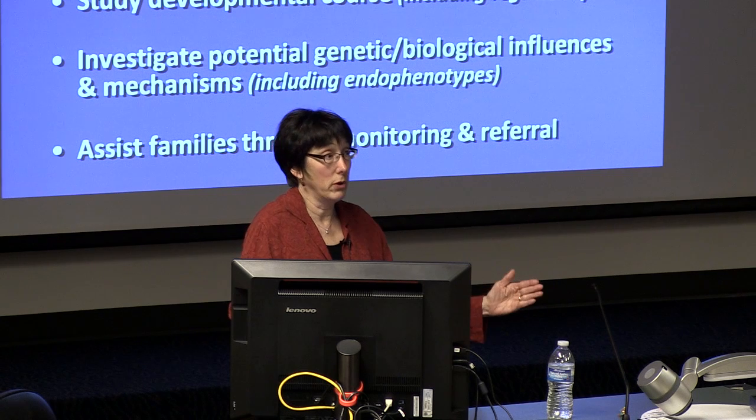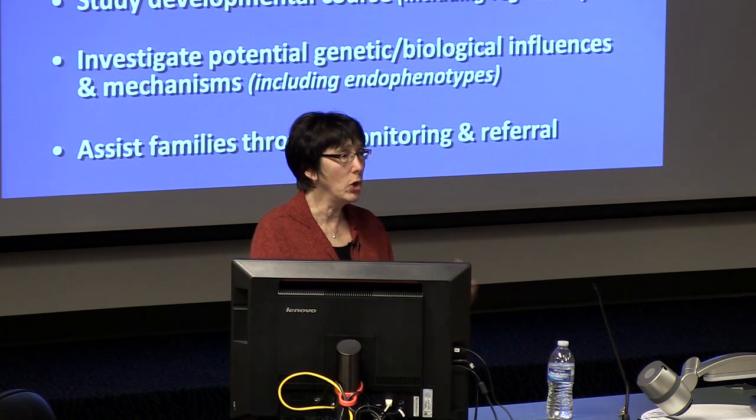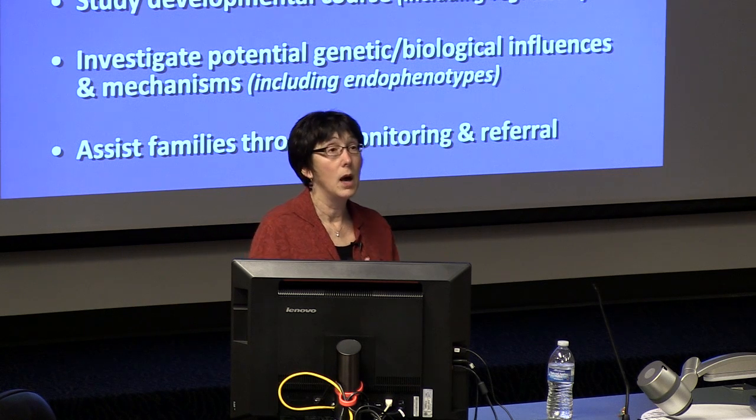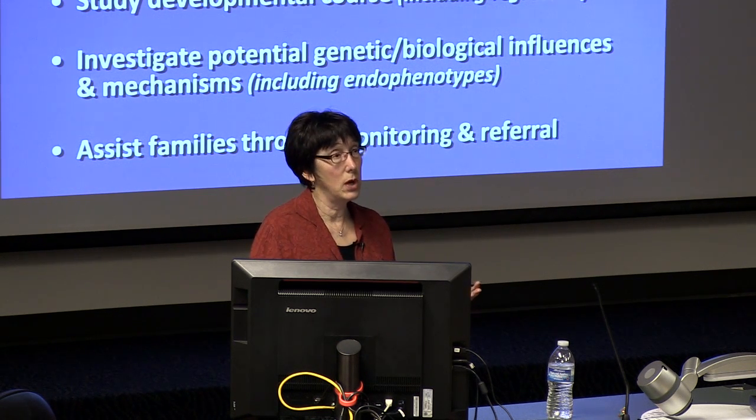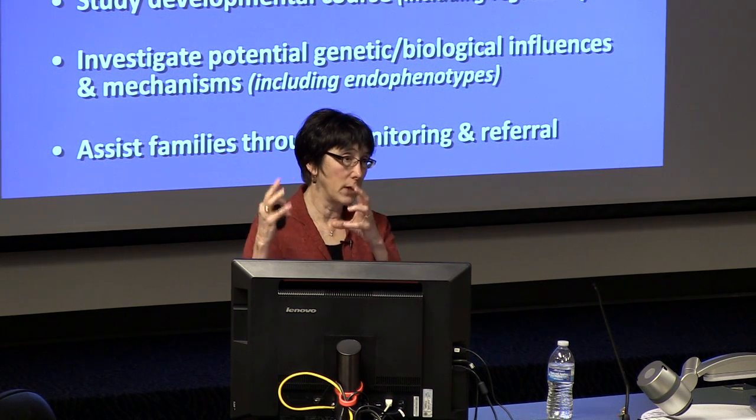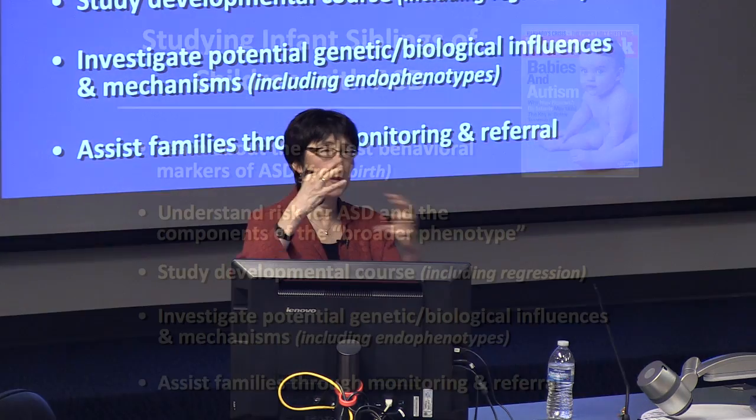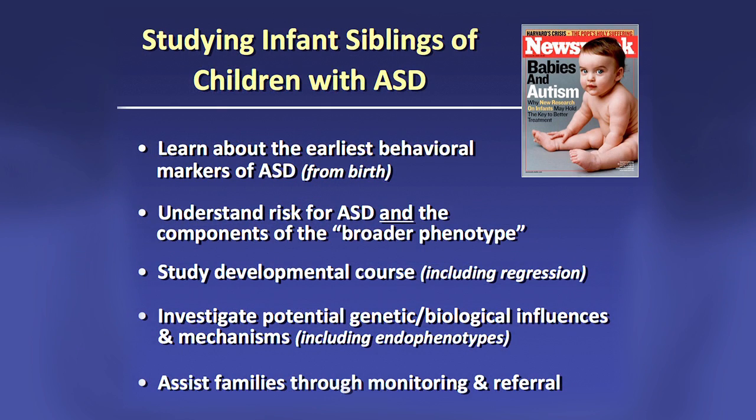You can start from birth and follow them prospectively. You don't have to wait till they fail a screen. They have an elevated risk of having autism because there is a genetic component to autism. It allows us to not just understand full-blown autism, but also understand the development of the spectrum of autism and that broader phenotype. We can follow them over time, which we do, and really identify the patterns and the developmental sequences. We can see regression when it's there, and we can look at the genetic contributions to behavior.